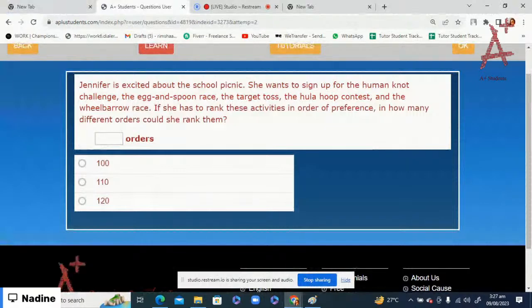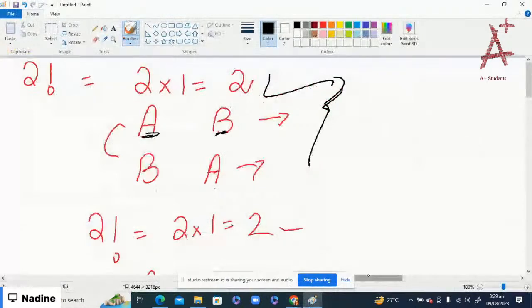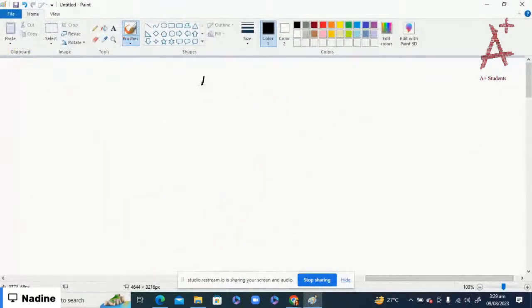Okay, first of all, just check how many activities Jennifer is excited about. First is the Human Knot challenge. Second is the egg and spoon race. Third is the target toss. Fourth is the hula hoop contest. And the fifth is the wheelbarrow race. There are five basically. Let's find the 5 factorial and 5 orders.